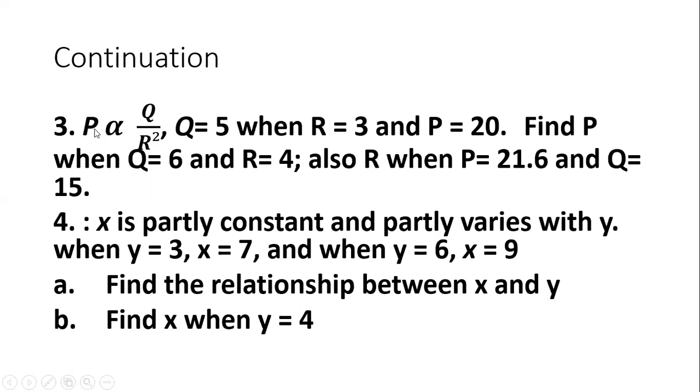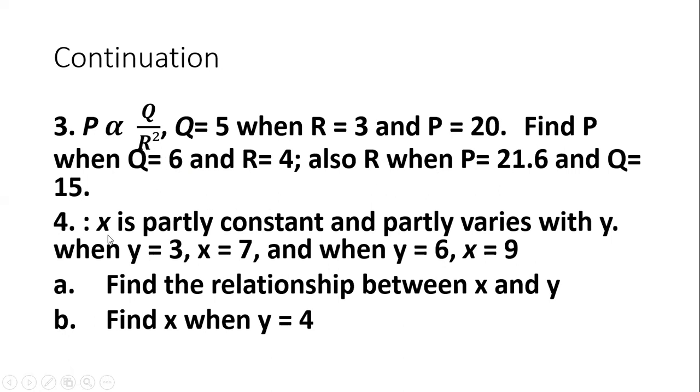Another question, continuation. P varies directly as Q and inversely as the square of r. Q equals 5 when r equals 3 and P equals 20. Find P when Q is 6 and r equals 4. Also, find r when P equals 21.6 and Q equals 15.